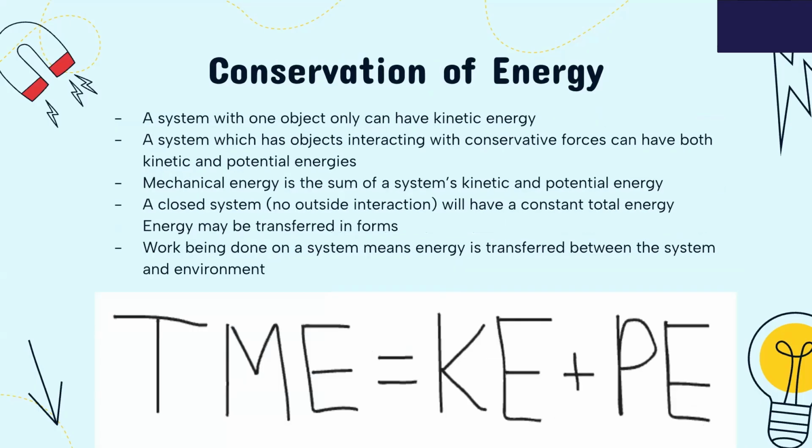And energy can also be conserved. A system with only one object has only kinetic energy. It cannot have potential energy. But a system with objects interacting via conservative forces can have both kinetic and potential energies. The total mechanical energy is the sum of a system's kinetic and potential energy. And a closed system with no outside interaction will have a constant total energy, and energy may be transferred in different forms. The work being done on the system means that energy is transferred between the system and the environment. So the total mechanical energy, again, is equal to the kinetic energy plus the potential energy of the system.